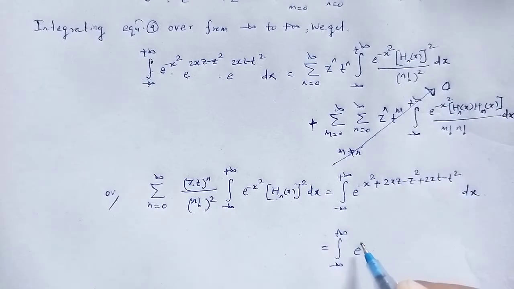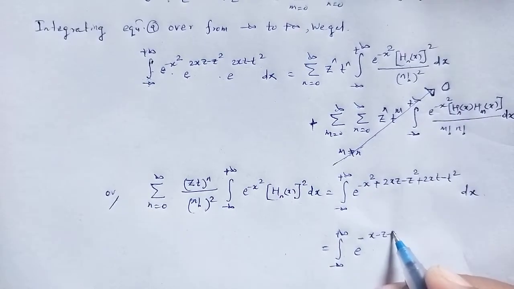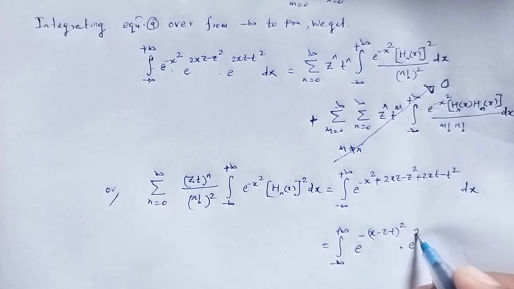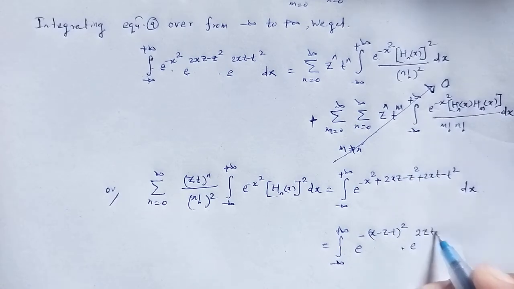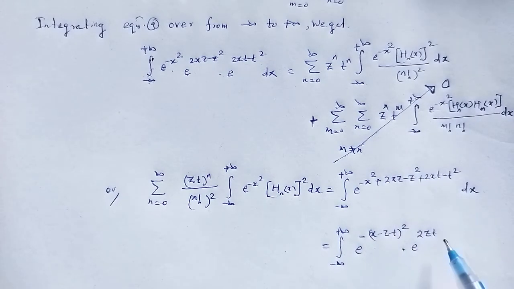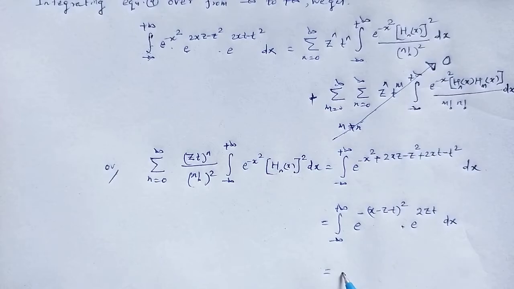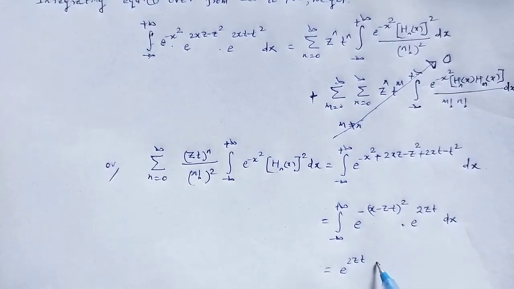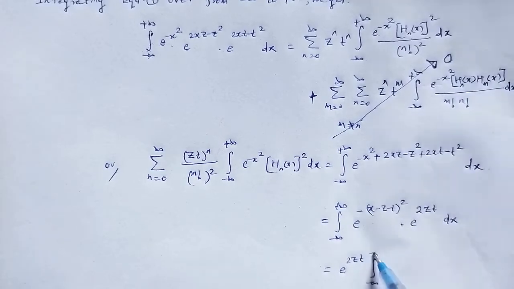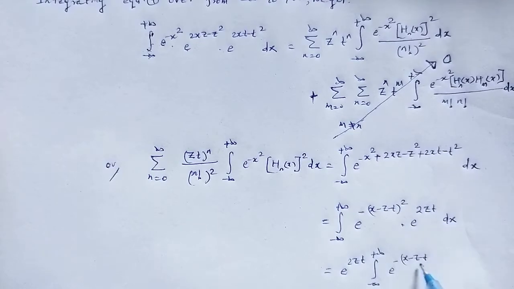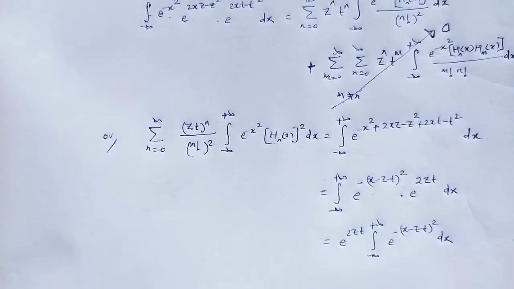Therefore, we have e to the power minus (x minus z minus t) whole square, again a term we add, that is e to the power 2zt. Since there will be no such term like this, we implement that formula, that's why we use e to the power 2zt dx, that is e to the power 2zt outside, integration from minus infinity to plus infinity e to the power minus (x minus z minus t) square dx.